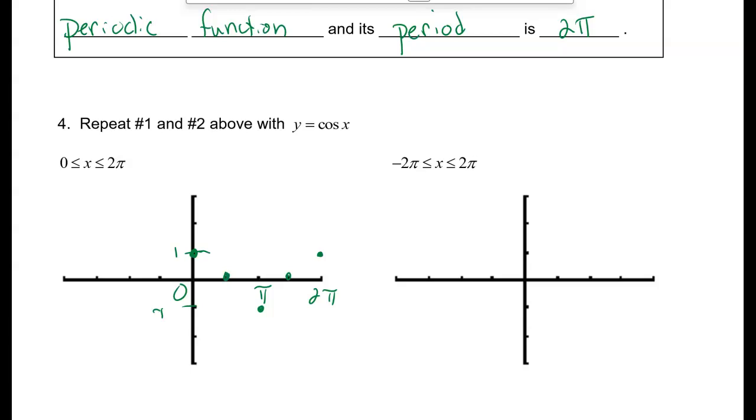So, guys, here's the hardest one to draw. For some reason, it's harder for people to draw the cosine curve than the sine curve. I'm not sure why. It just is. Please make sure it is curvy.